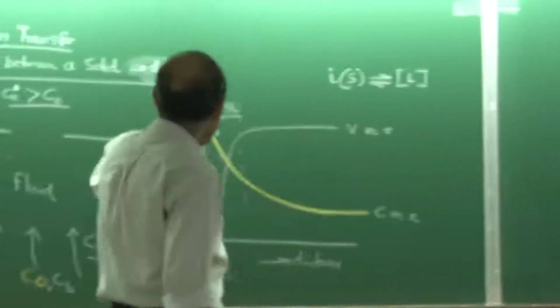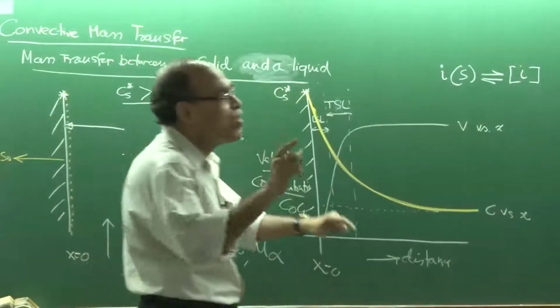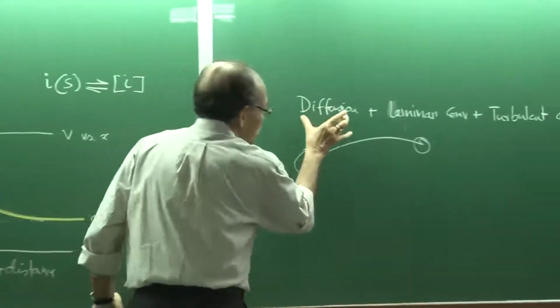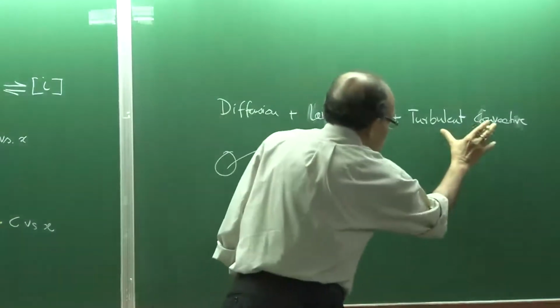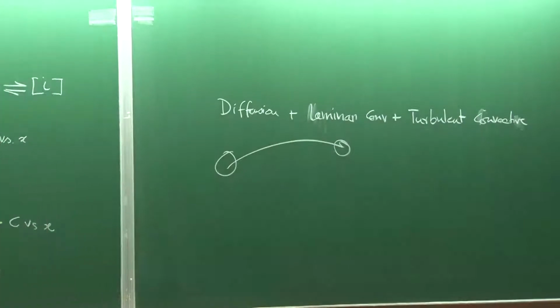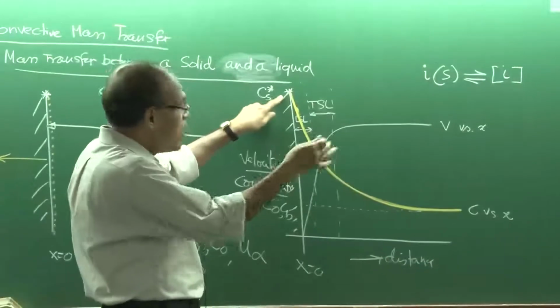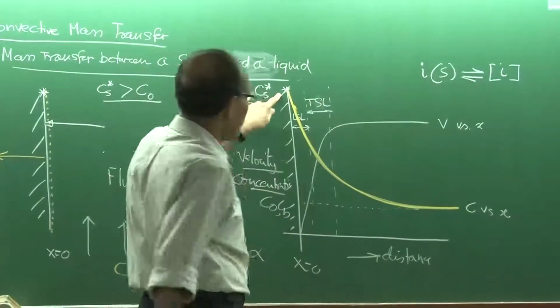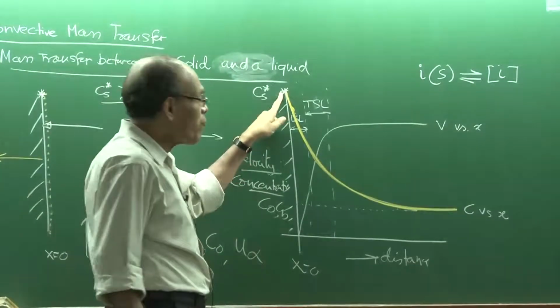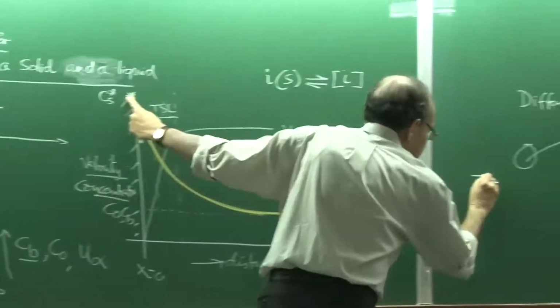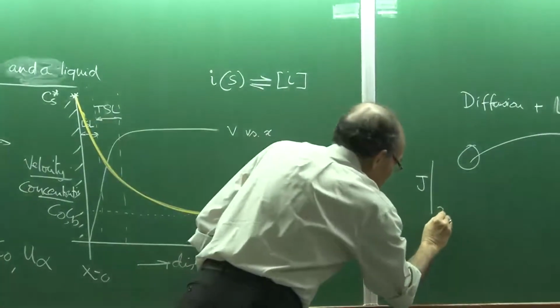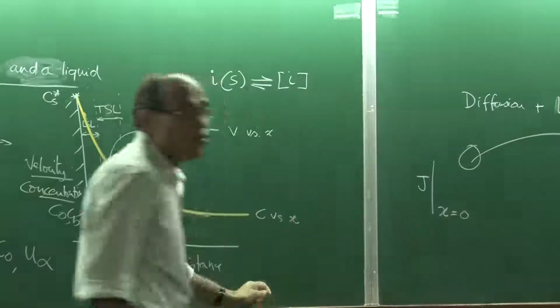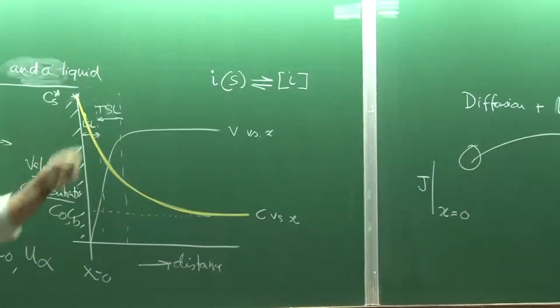Particularly if you now look at the interface, the rate of mass transport will depend on the rate of diffusive mass transport, plus the rate of laminar convective mass transport, plus the rate of turbulent convective mass transport, and the flux is going to be due to these three different mechanisms. And if you now concentrate on the surface, I say that J is the flux, and I want to evaluate the flux J at x equal to 0. This is the surface flux at which the solid is dissolving into the liquid.